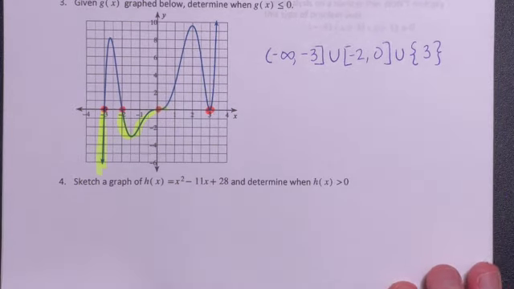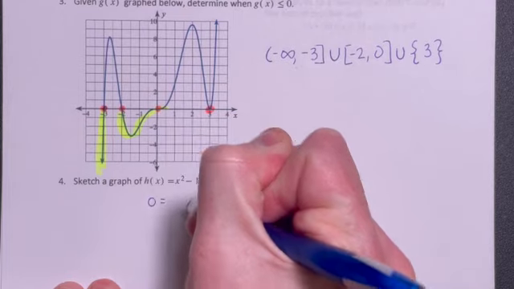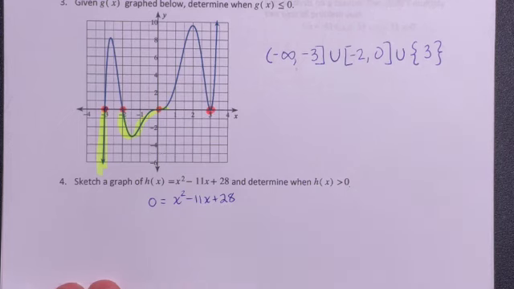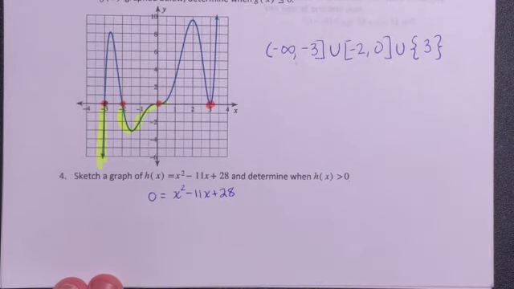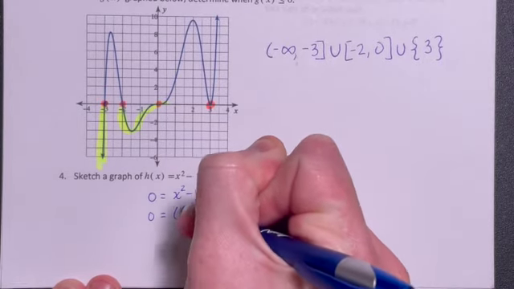So what do we do when we get to number 4, when it says h of x is x squared minus 11x plus 28, and we want to determine when it's greater than 0. We don't have a graph already given to us. But based off what we know about quadratic functions, we can sketch a graph. What's helpful for this, especially for when it's greater than 0, would be to find first when it's equal to 0. Since it's a quadratic function, you can solve that whatever method works best for you. So if you want to use the quadratic formula, you can, but this also will factor pretty easily.